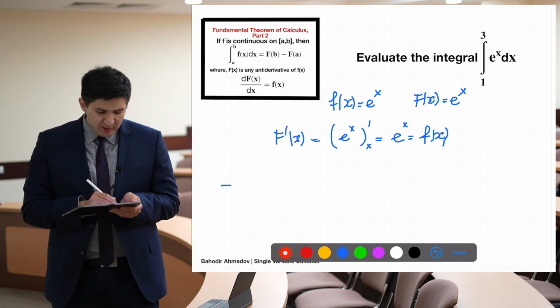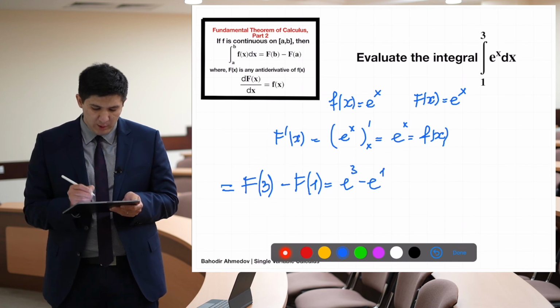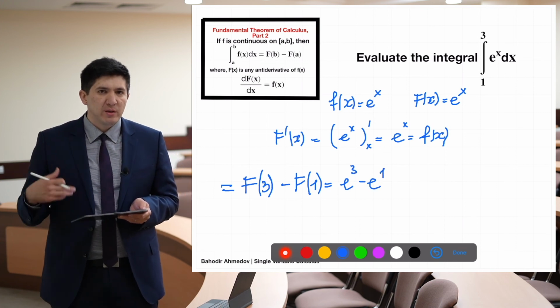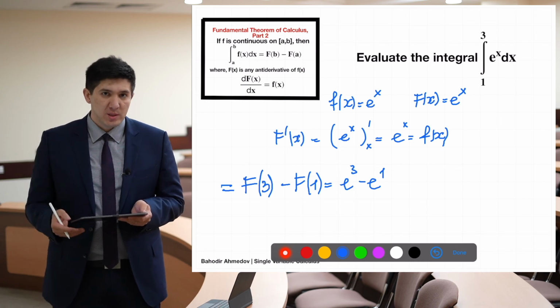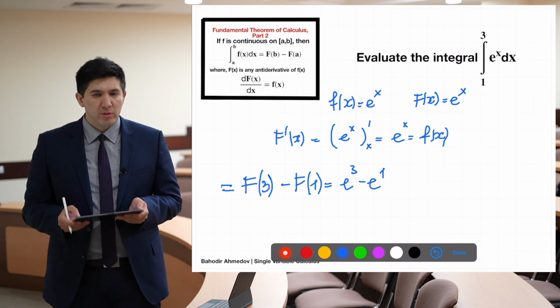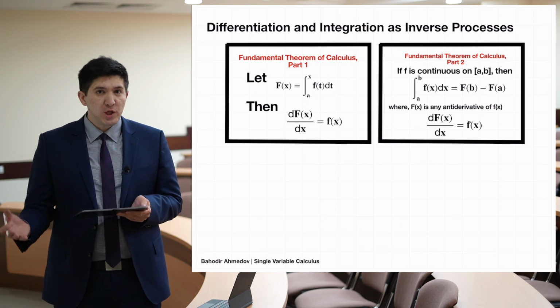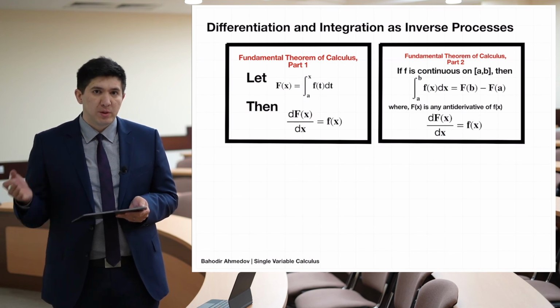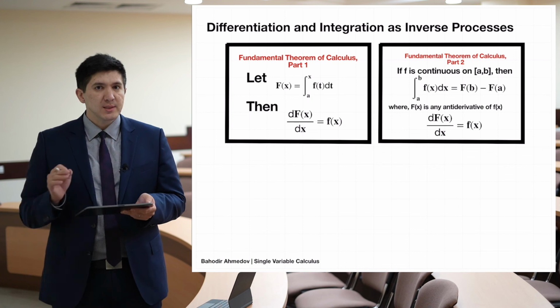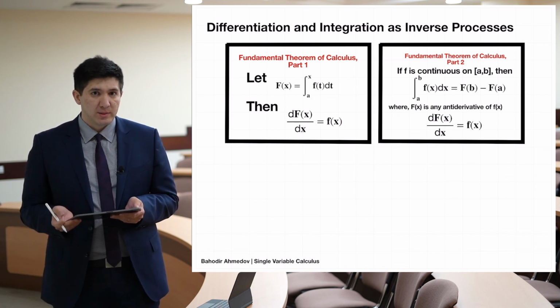So we don't need to make a lot of effort to find the antiderivative. The value of this integration is going to be capital F at 3 minus capital F at 1, so it is going to be e to the power of 3 minus e to the power of 1. This is what the fundamental theorem of calculus part 2 tells us, that we can easily evaluate the integration using so-called antiderivatives. If I put the two parts of this theorem, part 1 and part 2, together, I can clearly see that differentiation and integration are inverse processes.